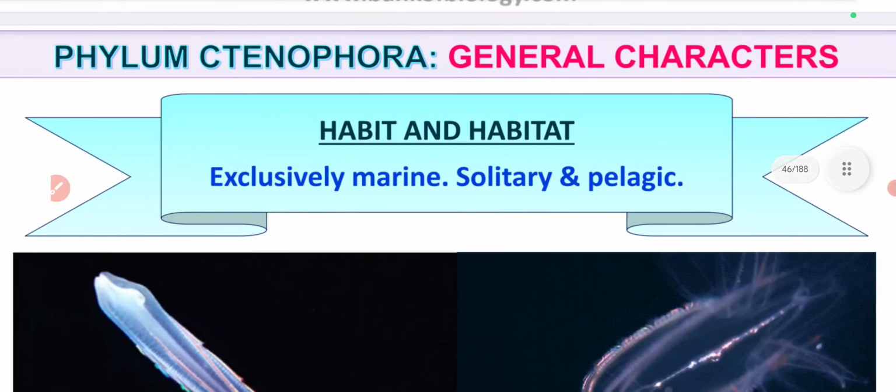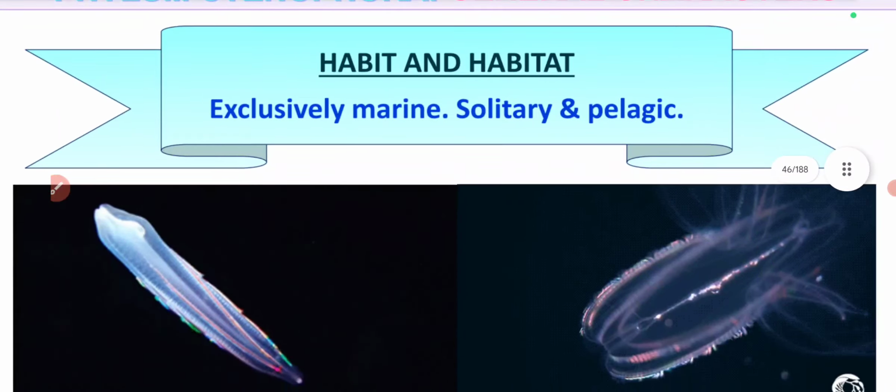Habitat: exclusively marine, they are found only in the marine environment. Solitary and pelagic. Pelagic means they are found away from land areas.